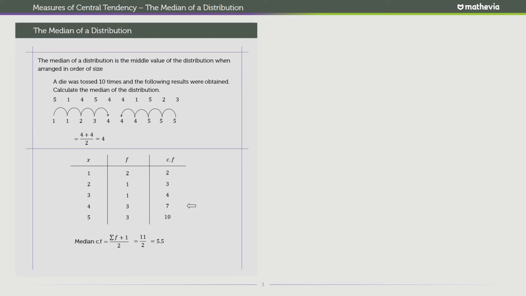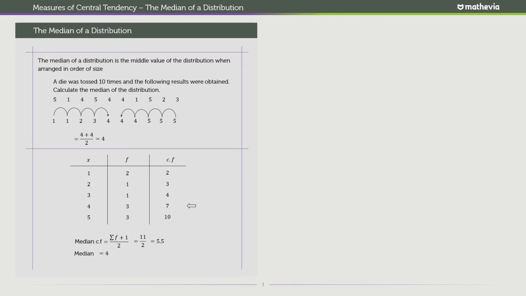So our median cumulative frequency falls at that point, 7. And if you trace it down, you see the corresponding value is 4, which tells you our median in this case is 4.